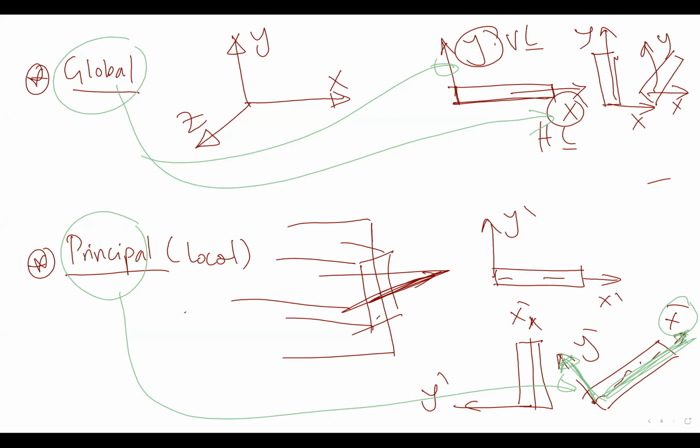What we had here: the X dash axis will be number 1 in the software. Y dash will be number 2 in the software. If we need Z dash, it will be number 3. So in principal or local coordinates, we have 1, 2, 3. In the global coordinates in the software, we have X, Y, Z.